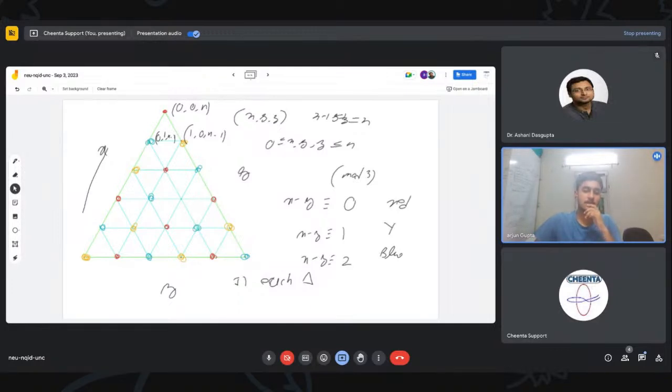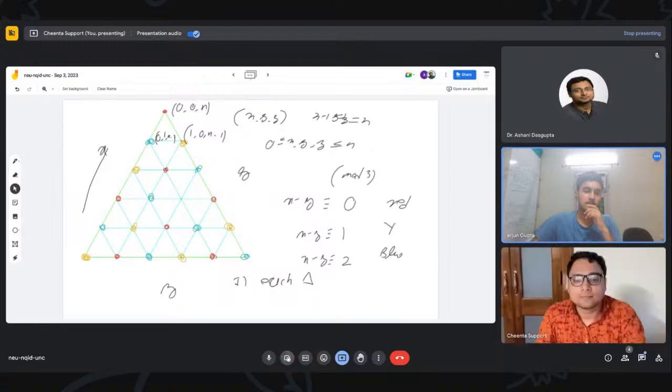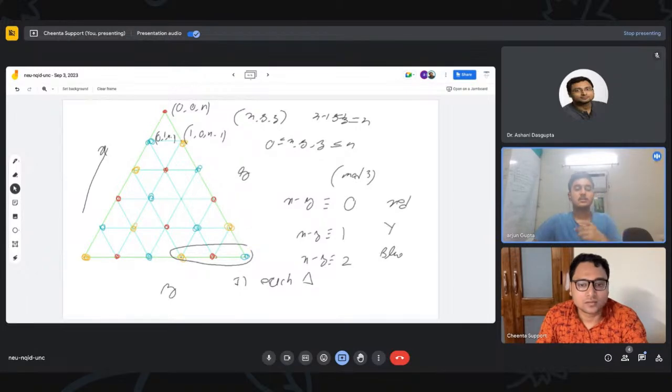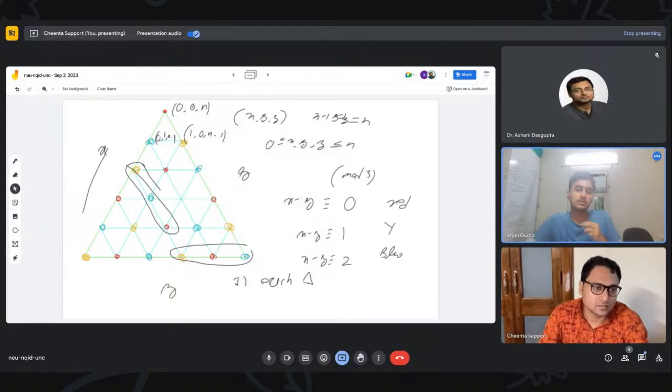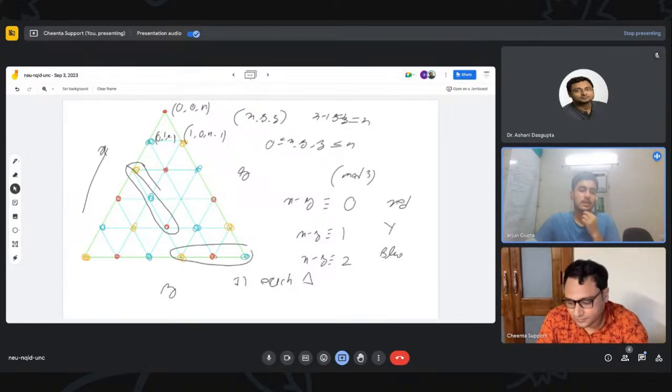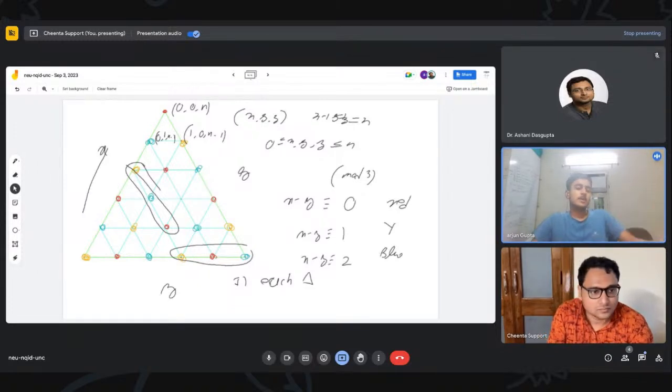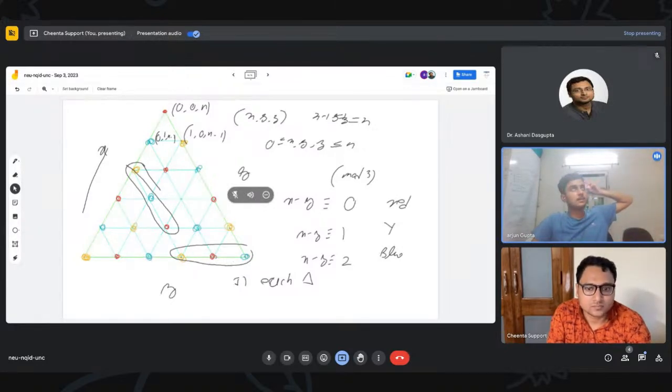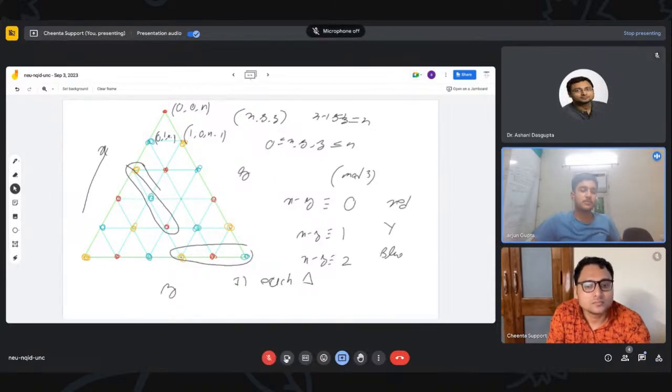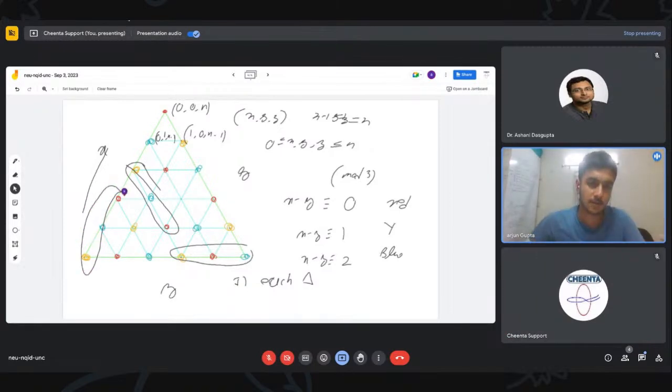The second observation is, if I consider any such line like this, then in each such line of three consecutive vertices, I have exactly one of each color. This is not very hard to prove by the formal definition. So we have gotten that in each triangle we have one of each color, and in each line of three we have one of each color, and there are three types of lines, and I marked all of them in this figure.